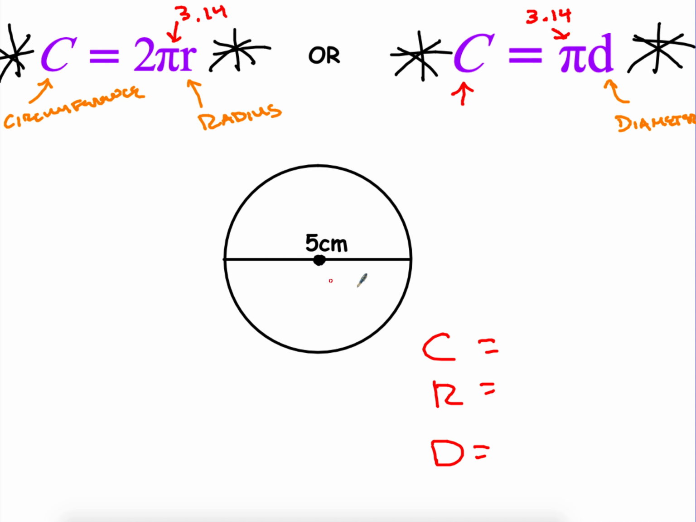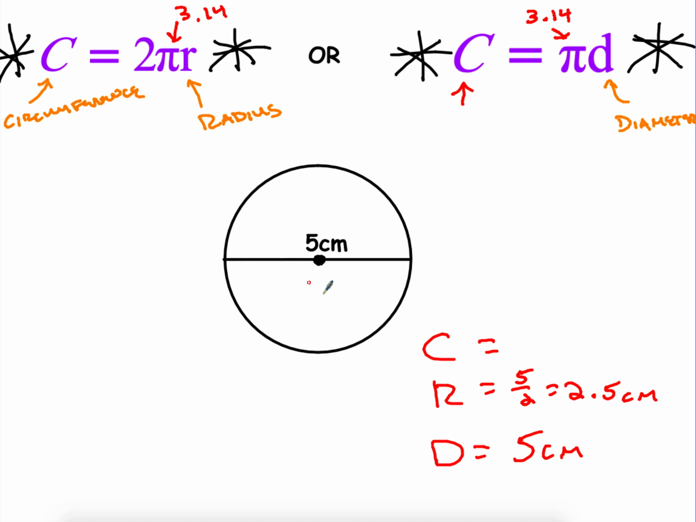Well, for this particular circle, right away, we're given a value that goes all the way across the middle. It goes from one end of the circle to the other end, through the middle. So we know that my diameter is 5 centimeters. If I had to know what the radius was, I could take that diameter and divide it by 2, which is 2.5. So I know my radius.